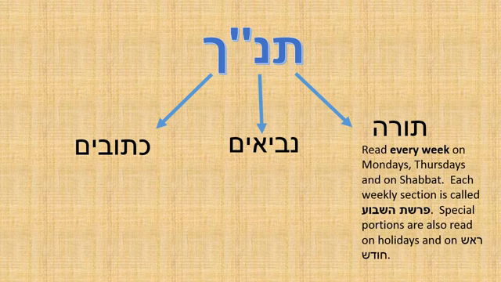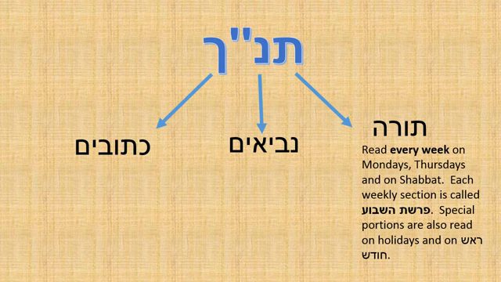The Torah is what we read every week, Mondays, Thursdays, and on Shabbat. And each section that we read during the week is called Parshat HaShavua. There are also other readings that we read from the Torah, and they are read on holidays and Rosh Chodesh.